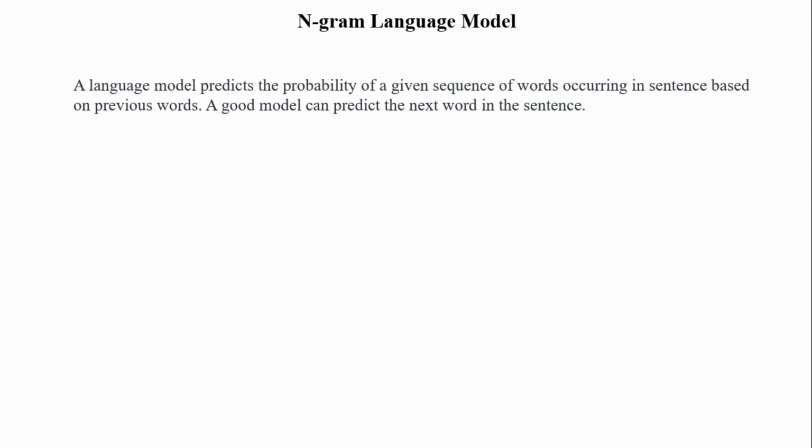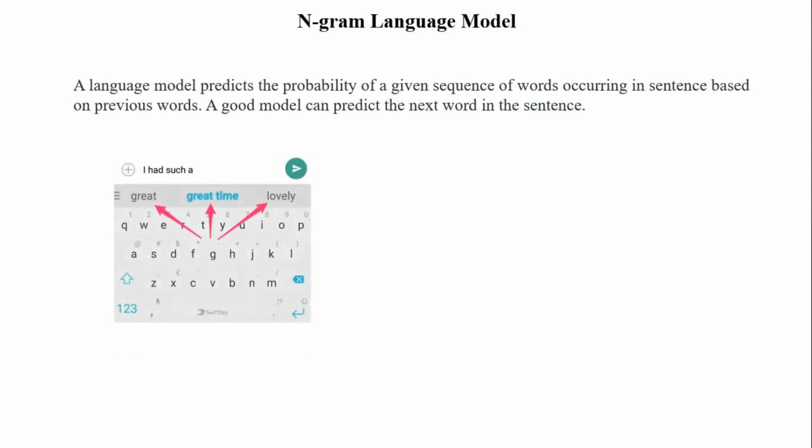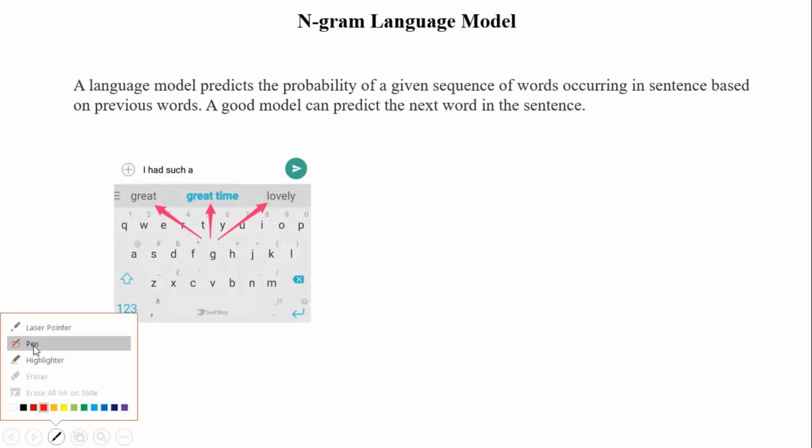The best example is our mobile phone keyboard, right? See the first example. When you start typing a message, you can find some words which are related to the sentence. How are you getting those words? That is because of the language model. If I type something like "I had such a", then the model will try to predict the next word, and it gives you a few suggestions like great, great time, lovely. This is because of the language model.